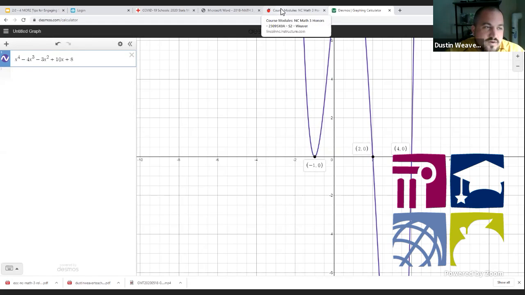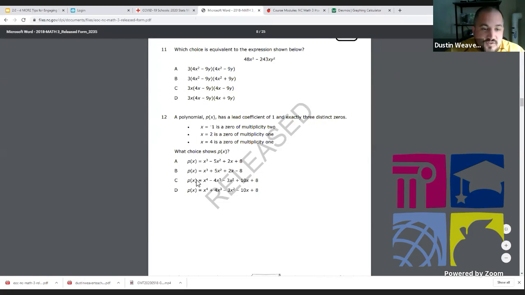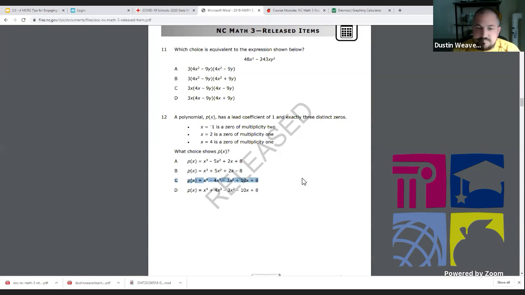And so we see that this works for x to the 4th minus 4x to the 3rd minus 3x squared plus 10x plus 8. So that means C would be our answer in question number 12. Okay, again, Desmos is going to help you, and Desmos is available on your other exams. If you're taking tests in some of these other classes, you should be able to use Desmos as well. So Desmos, just like your graphing calculator, is going to help you on a lot of these questions.